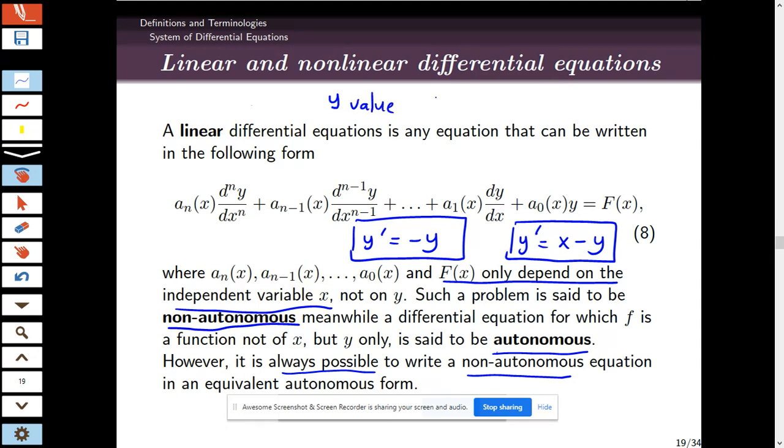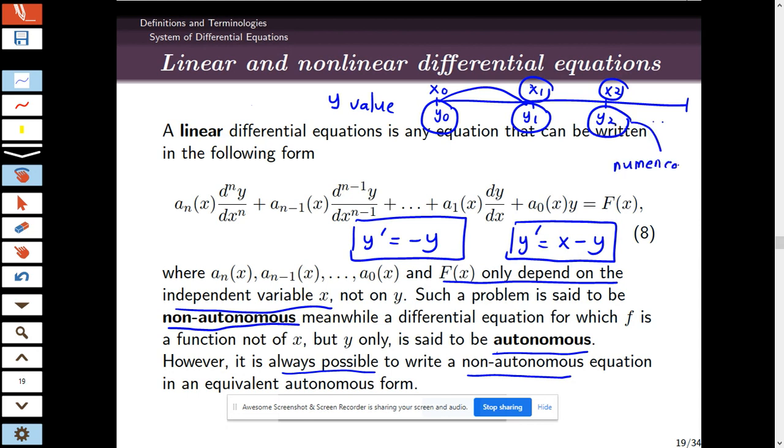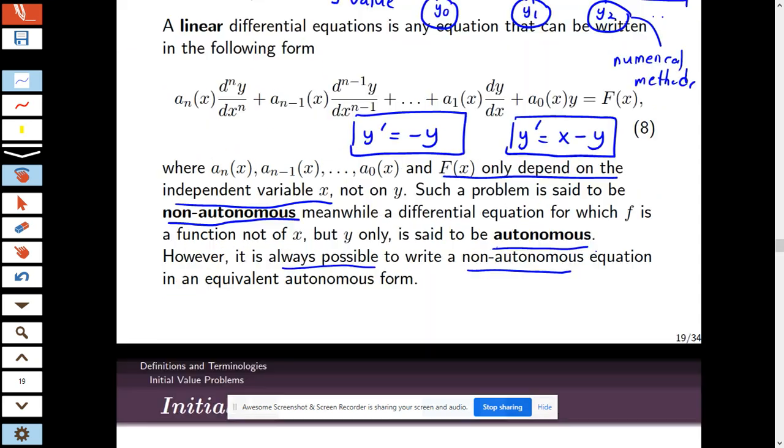Because when you are solving a problem involving x0, I put x1, x2, and then you have y0, y1, y2, and so on. This x is the increment of the h. x0 plus h, you have x1. x1 plus h, you have x2. x2 plus h, you have x3. You don't have to worry about x so much, but you have to focus more on this y here, because this is the y you can use your numerical methods to find. That's the key point. Autonomous and non-autonomous.